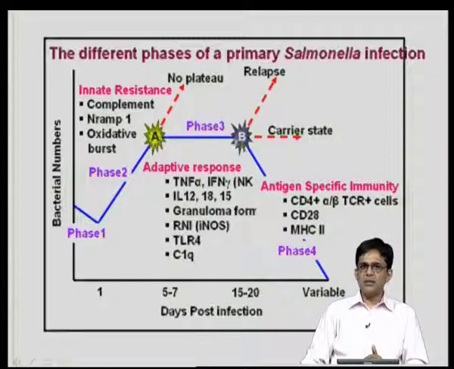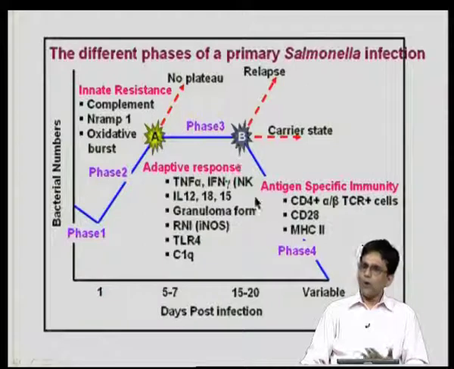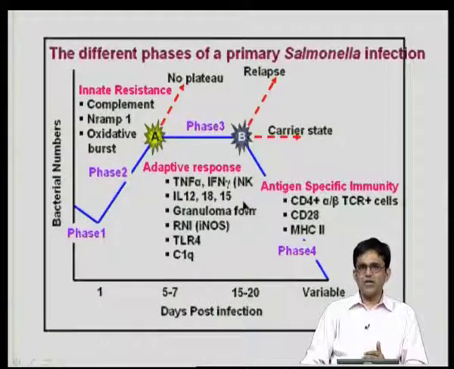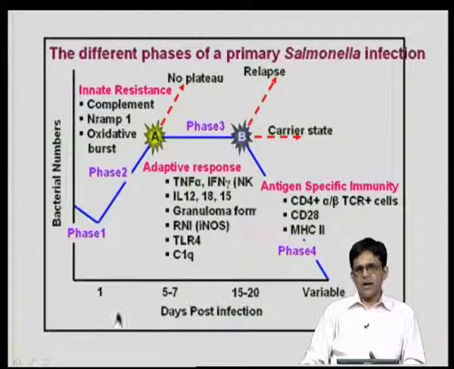Now once it has come here, there can be a relapse, they can enter into a carrier state, or you have the antigen specific immunity coming down, as a result of which it comes down. So that is what is shown over here. In fact, over here it has been shown as phase 3, but sometimes it can even go up if the response from the host is not good. But what are the host responses, and again it's shown kinetically, so you can see that.